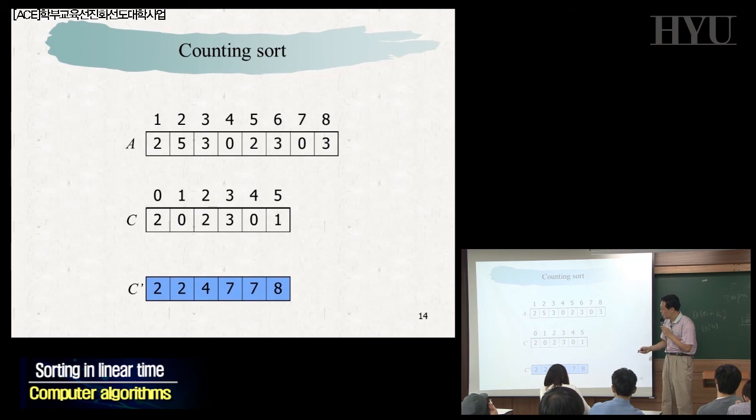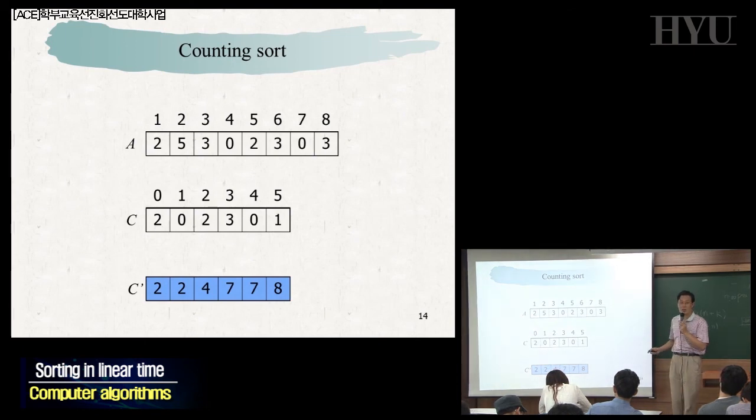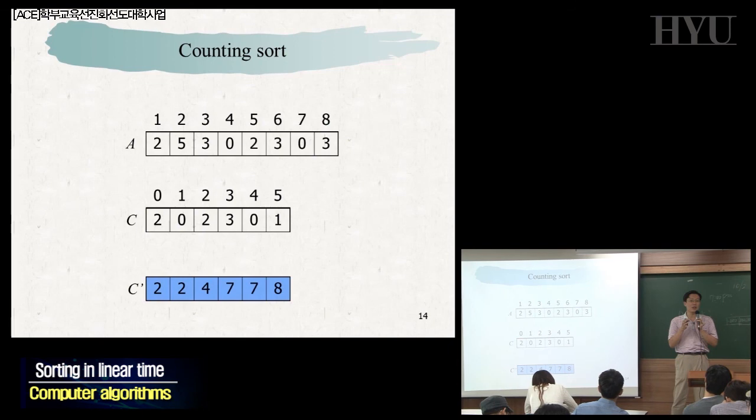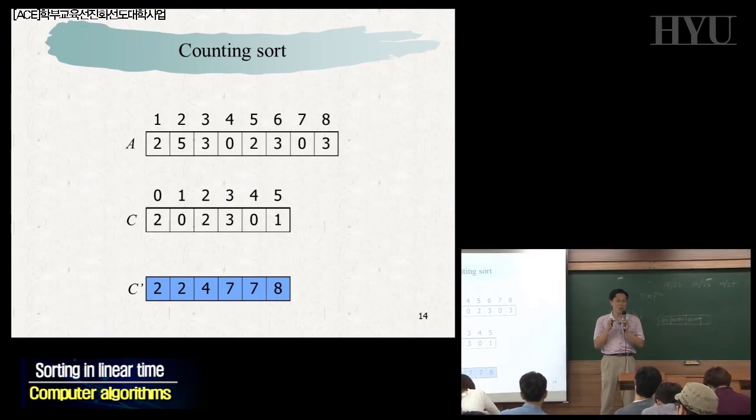There are 2 zeros, and 2 0s and 1s, and 4 0s or 1s or 2s. And if it is 3, it's 7, 7, 8. So this is the accumulation up to that number.